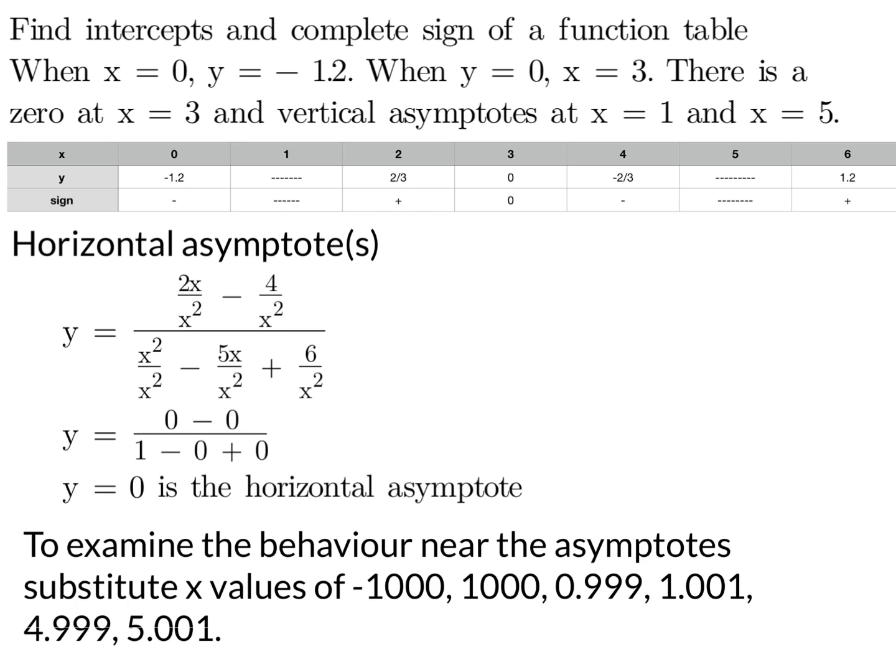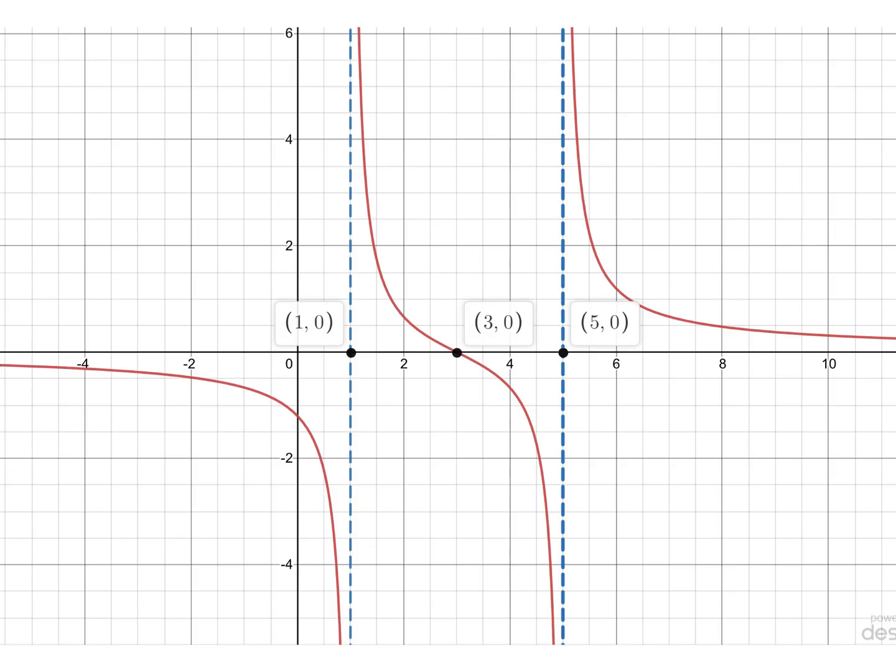And then we check the signs by substituting into the original equation to see what happens. Horizontal asymptote: divide by the highest power of the denominator, which was x squared, and you get 0 over 1, which is 0. So y equals 0 is a horizontal asymptote. That means the graph is going to approach y equals 0, or the x-axis. Once again, check the behaviour by substituting values either side of your asymptote and large values of x in a positive and negative direction. And that's how our graph looks as we sketch it.